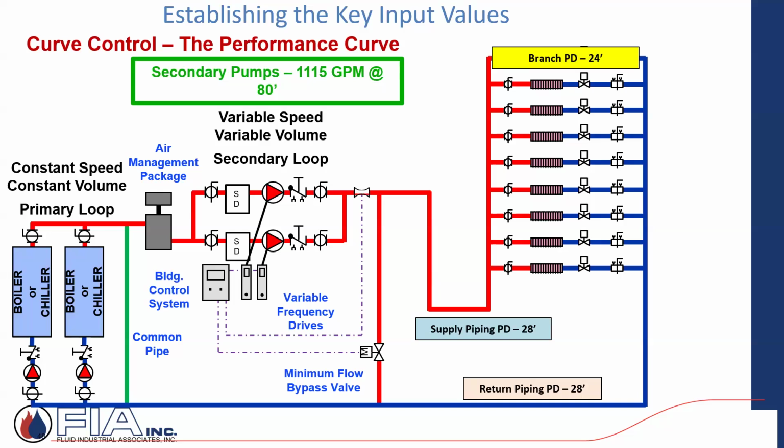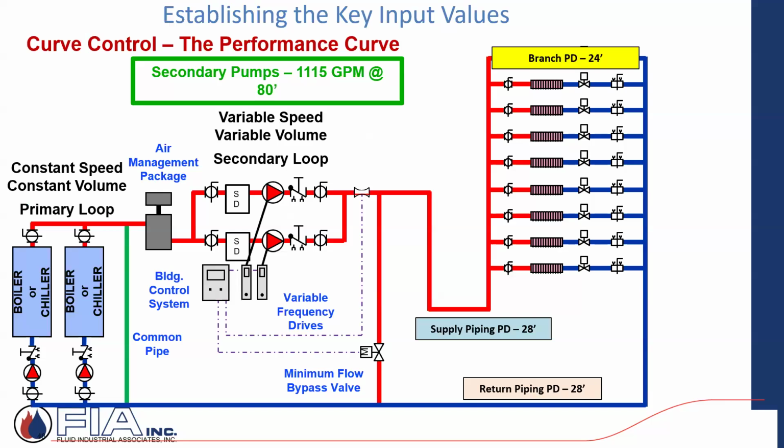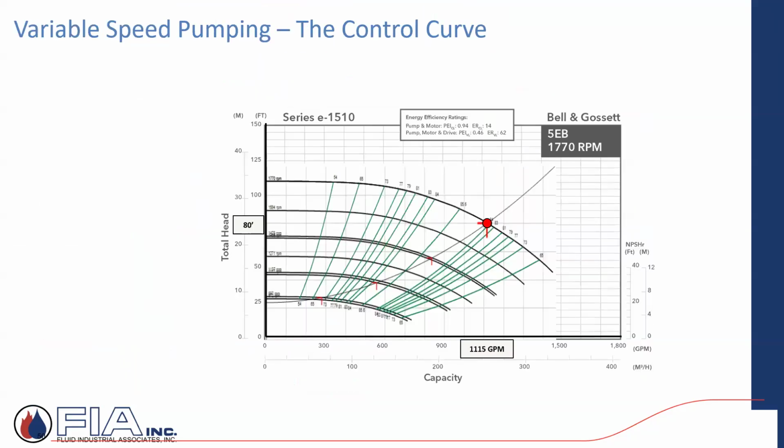So the secondary pumps are sized for 1,115 gallons a minute, 80 feet of head, which is 28 and 28, 56, and 24, so 80 feet of head. But developing that curve, that control curve, and here, instead of calling it a system curve, they call it a control curve, it's starting with that 24 feet of built-in pressure drop on that terminal unit, which was this one back here. And they're just picking the furthest one. It's pretty common to go to that far reaching one, if at all possible.